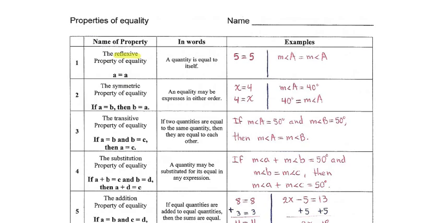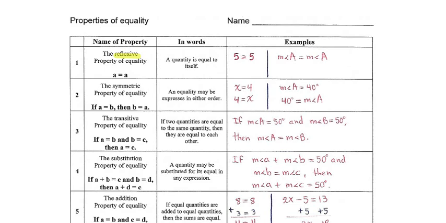So the reflexive property says that equality is equal to itself, which is pretty obvious, such as 5 is equal to 5, or if we have a measure or we have an angle whose name is A, then the measure of angle A is equal to the measure of angle A.